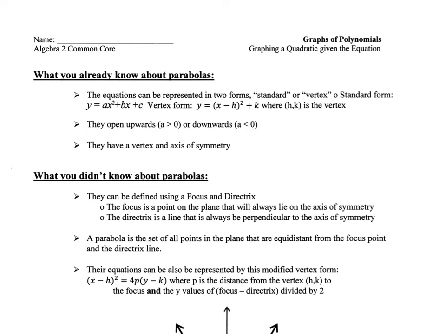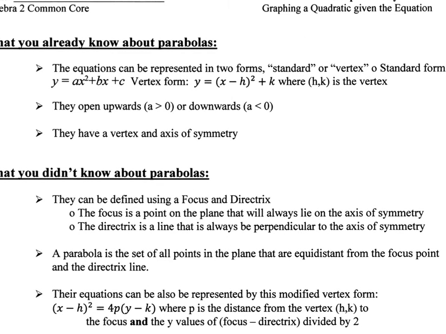Hi, graphing a quadratic given the equation. So we have a lot of different equations of quadratics that we know of. Right? And the first one is the standard form that we've known and that we've used a lot, where we have ax squared plus bx plus c.